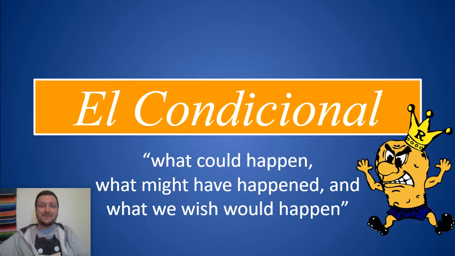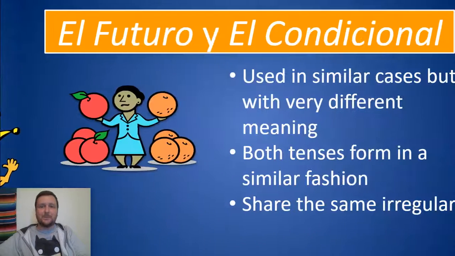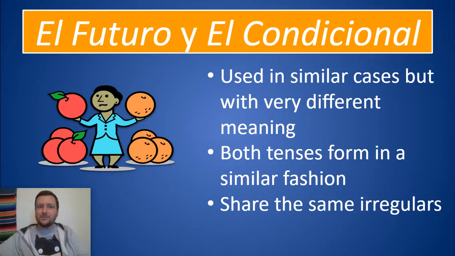So we use el condicional to talk about what could happen, what might have happened, or what we wish would happen. Now, el condicional is a lot like el futuro. They're used in similar cases, but they have very different meanings. It's comparing apples and oranges. Yes, they're both fruit, but they're very different. Both tenses form in a similar fashion, and they share the same irregulars.